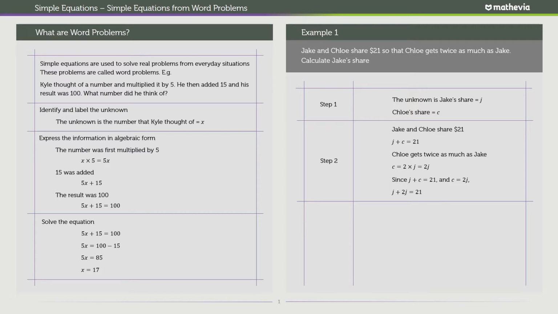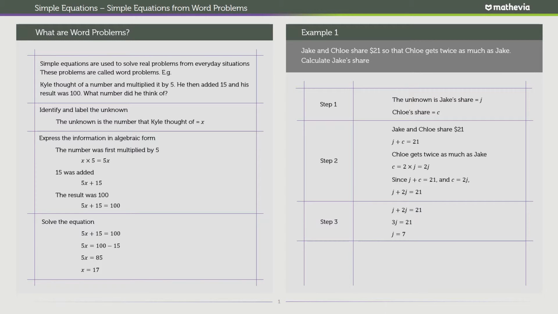And there we have it, we have an equation, okay? And now we'll just go ahead and solve that equation. We have J plus 2J equals 21. We add them up together, we have 3J equals 21, okay? And we have J as 7. So Jake's share was $7, okay?